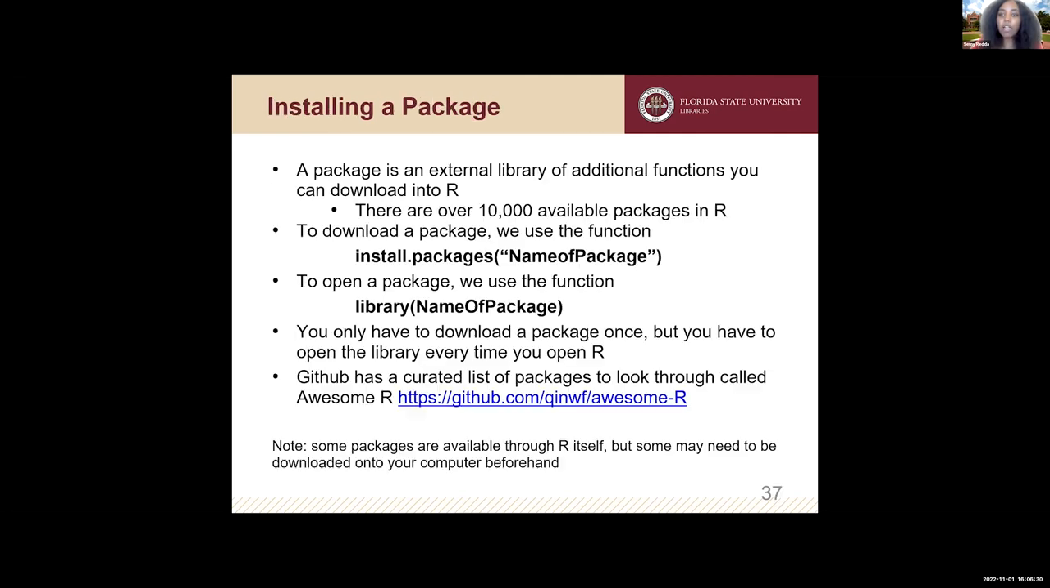All right, now we're going to talk for a minute about installing a package. A package is basically a bundle of functions that you can download into R. There are over 10,000 available packages with a bunch of different features. To install a package, you would use the function install.packages, and then in parentheses and quotation marks, you would put the name of the package. To open a package, you would use the library function, and then in parentheses, you would put the name of the package that you wanted to open.